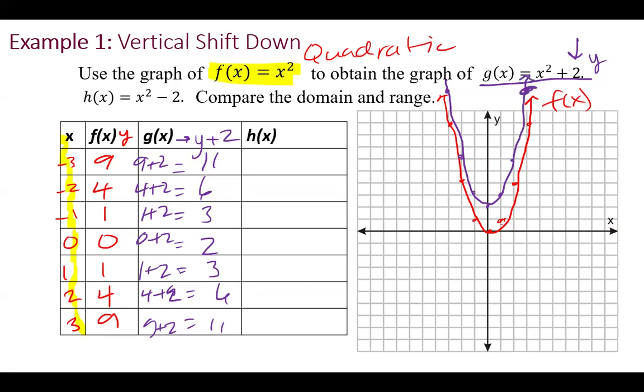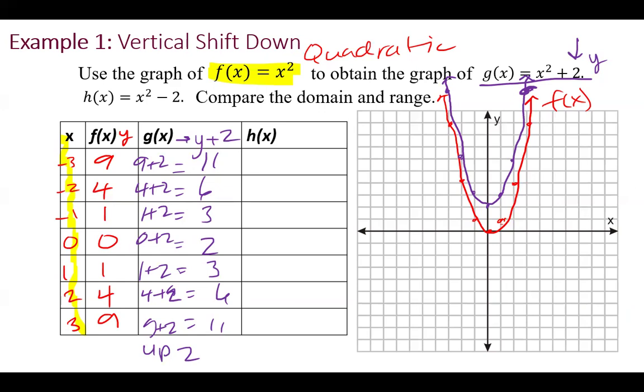Just gonna make that a real big dot. And there's my g of x. What do you notice happened to g of x compared to f of x? It went up 2 units, right? And that makes sense because what did we say happens when you're adding on to the function? It's either going to go up or it's going to go down.